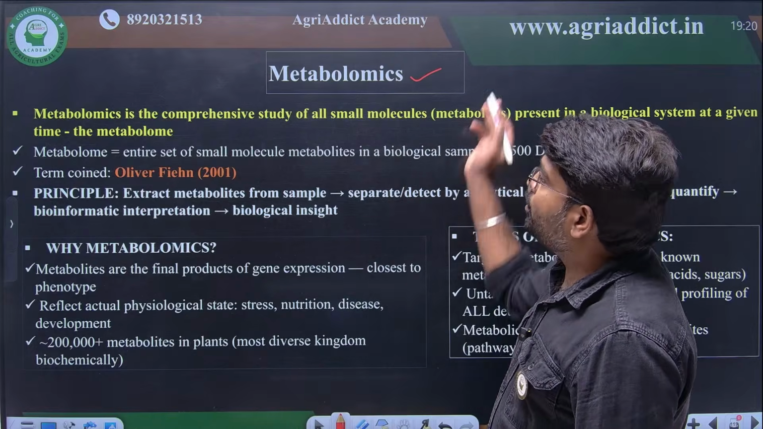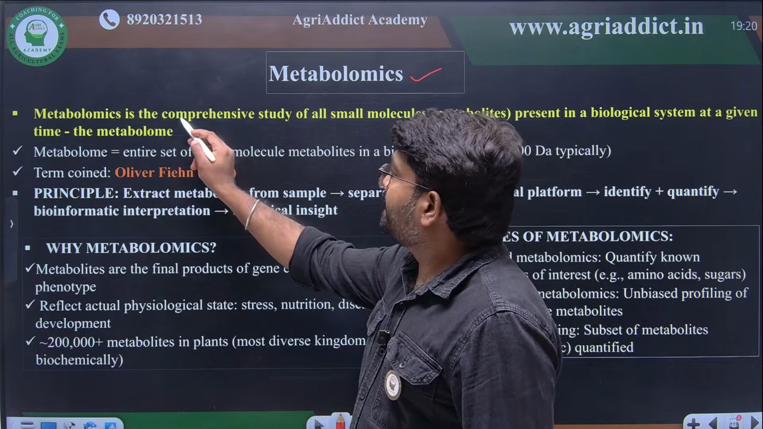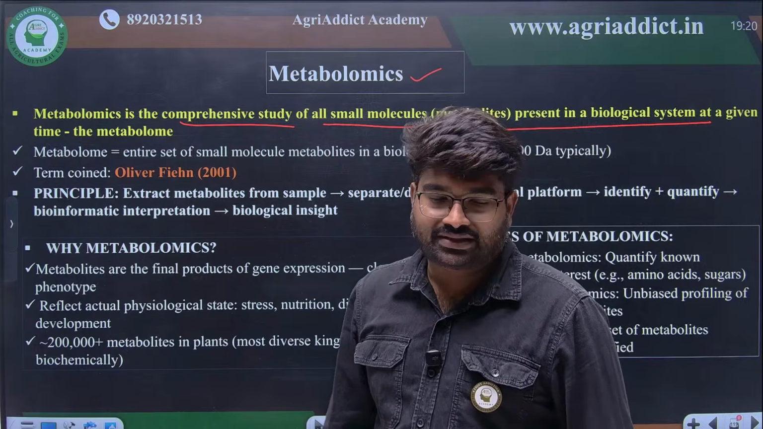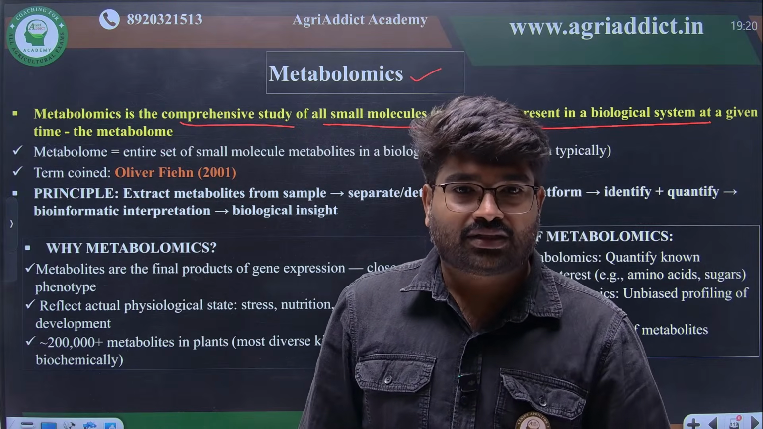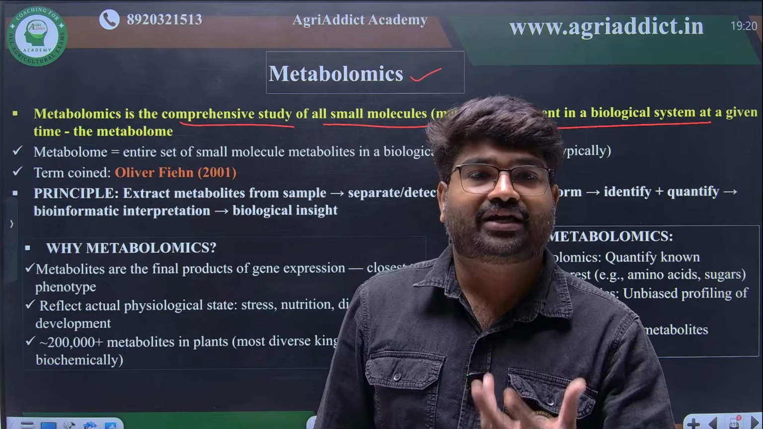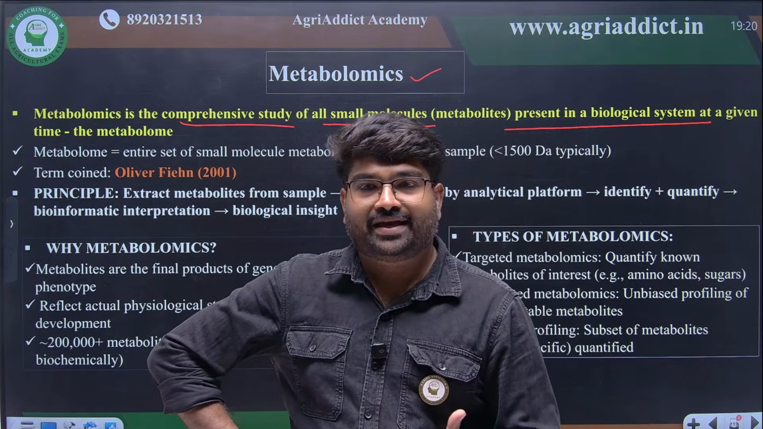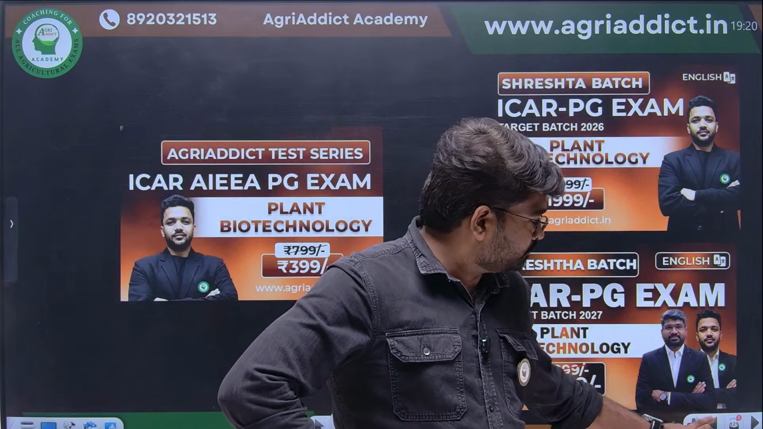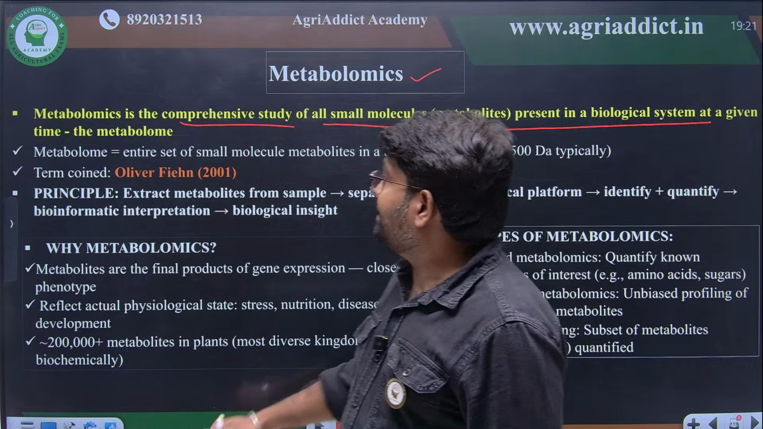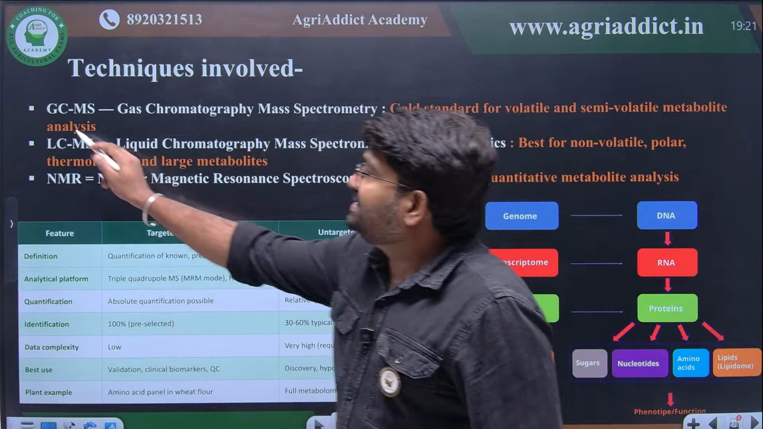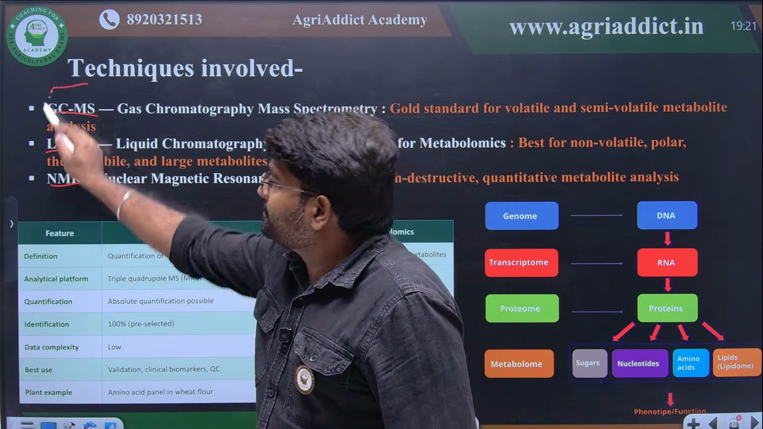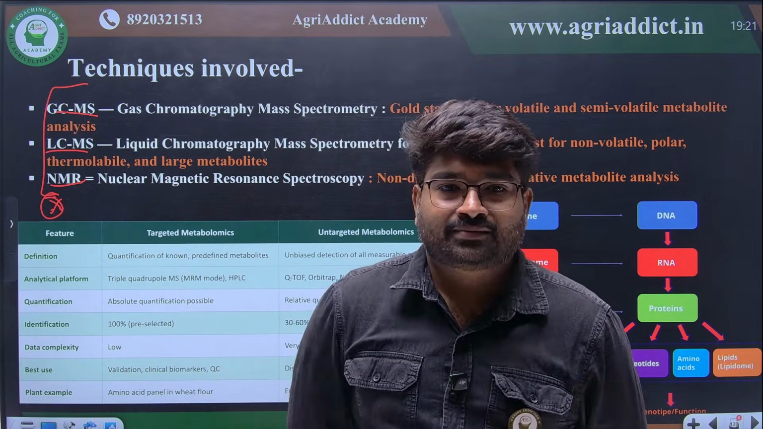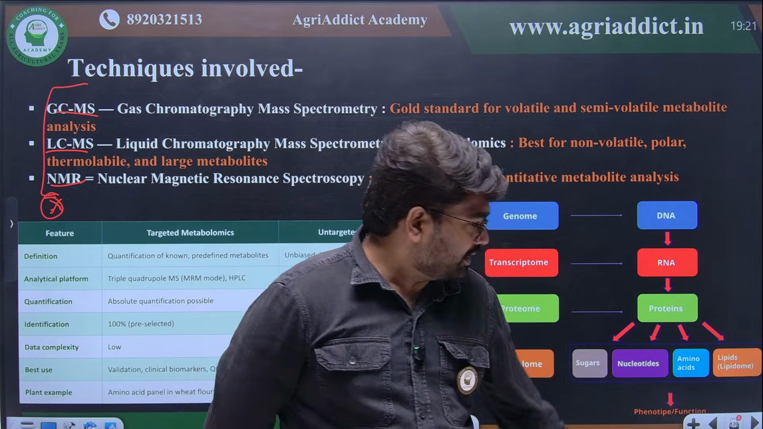Then metabolomics. Metabolomics definition: comprehensive study of all small molecules present in a biological system. That is, the metabolites expressed at a particular stage in a particular tissue that we can profile using metabolomics. The key techniques they will use are GC-MS, LC-MS, NMR. These are the key techniques they will use in metabolomics.